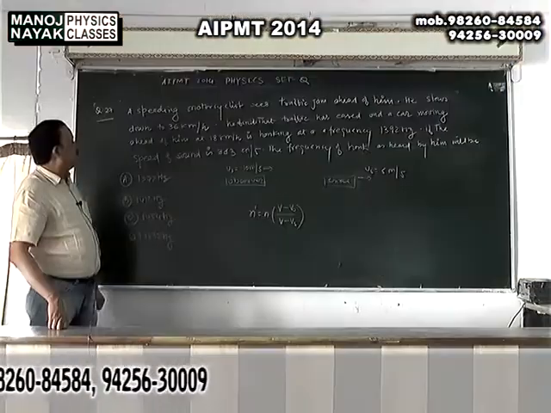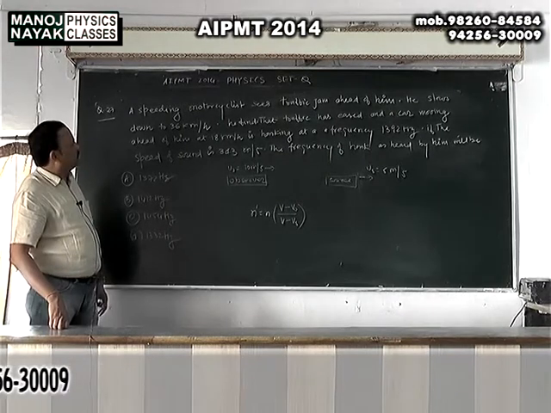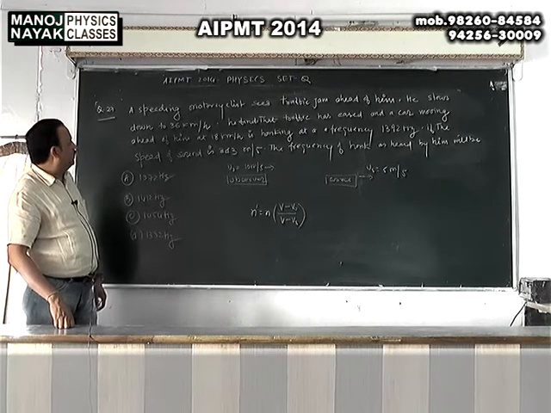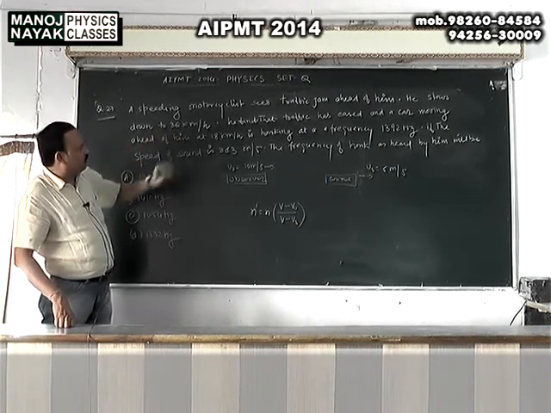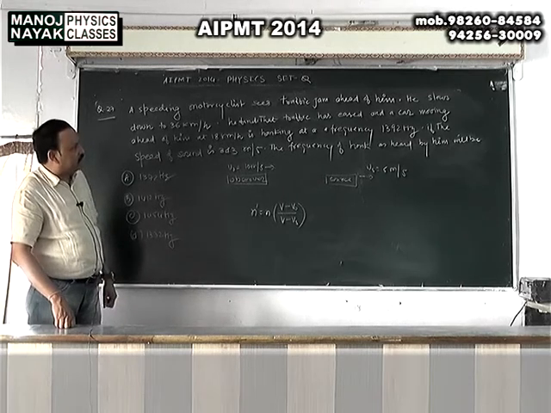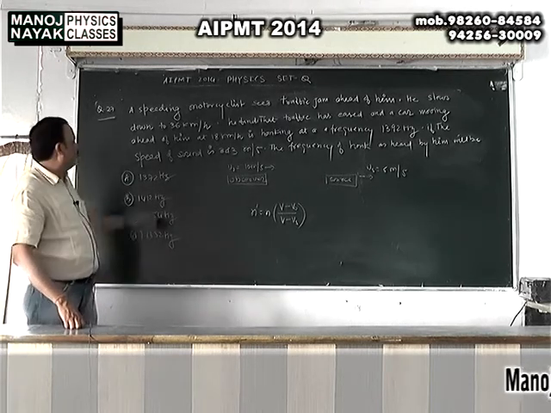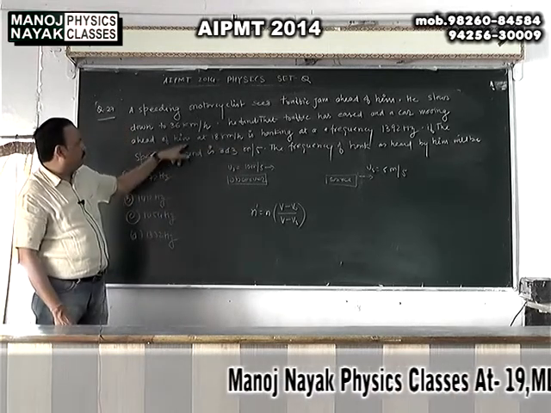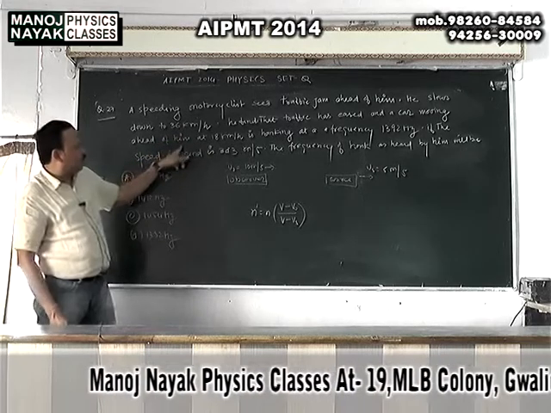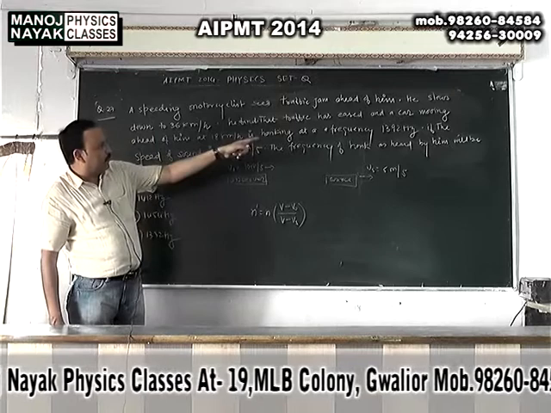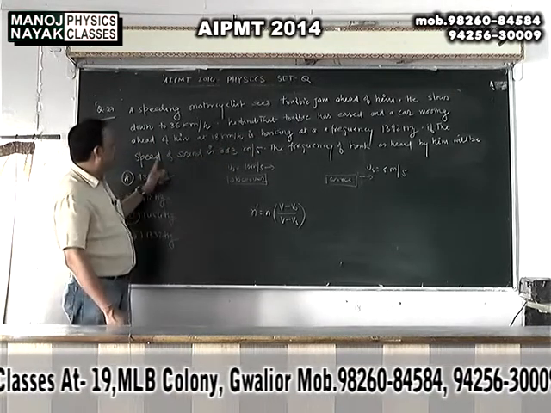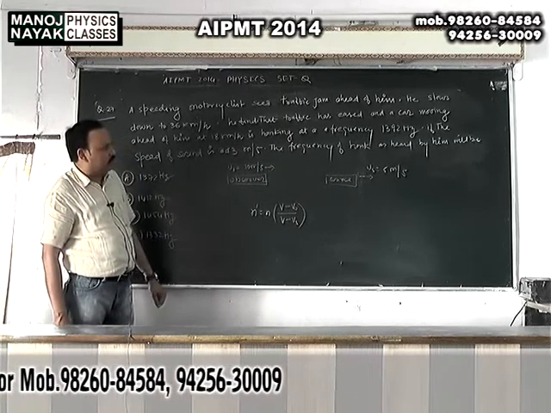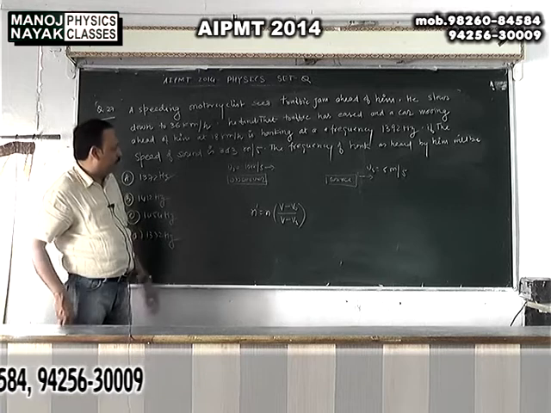Okay. Okay, question number 27. A speeding motorcyclist sees traffic jam ahead of him. He slows down to 36 km per hour. He finds that traffic has eased and a car moving ahead of him at 18 km per hour. Ahead of him means this becomes the source. Okay. Is honking at a frequency of 1392 Hertz. If the speed of sound is 343 meter per second, the frequency of honk as heard by him will be.